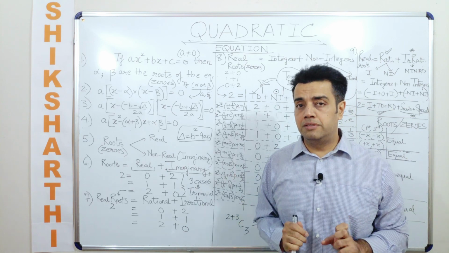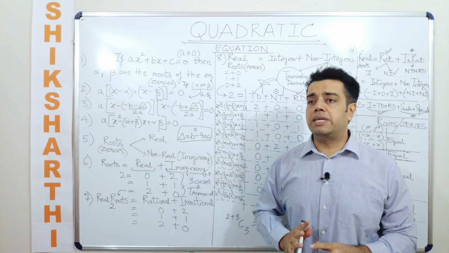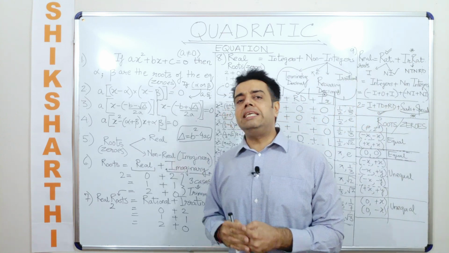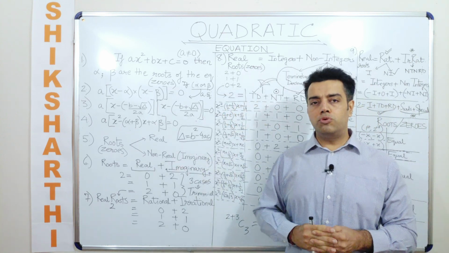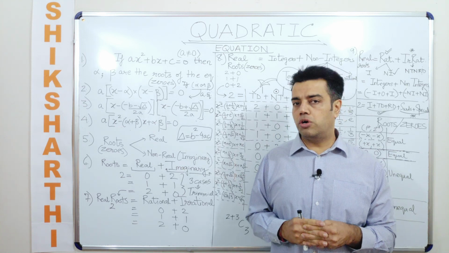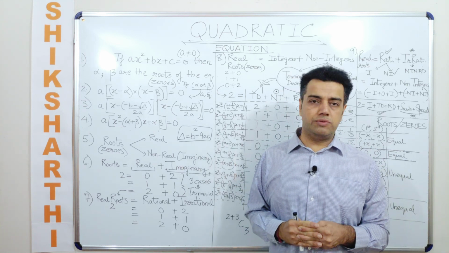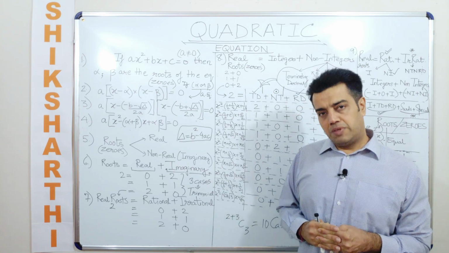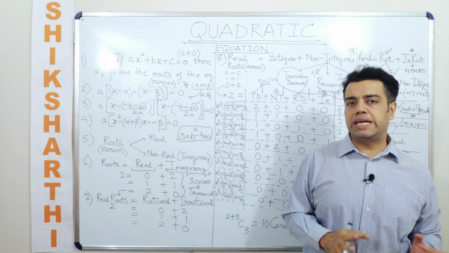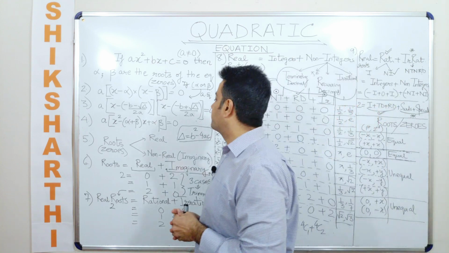So please bear in mind, when you are talking about a quadratic equation or any equation which has two or more roots, you will always use a word like or. You will never ever use a word like and. You can always refer to my other videos wherein we have talked about the usage of or and and. Please refer to those videos.